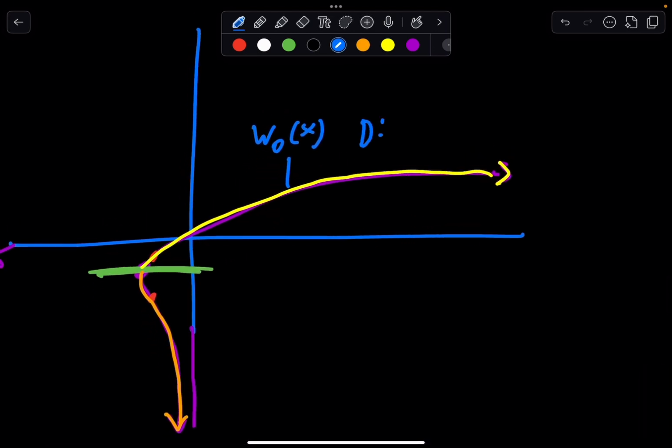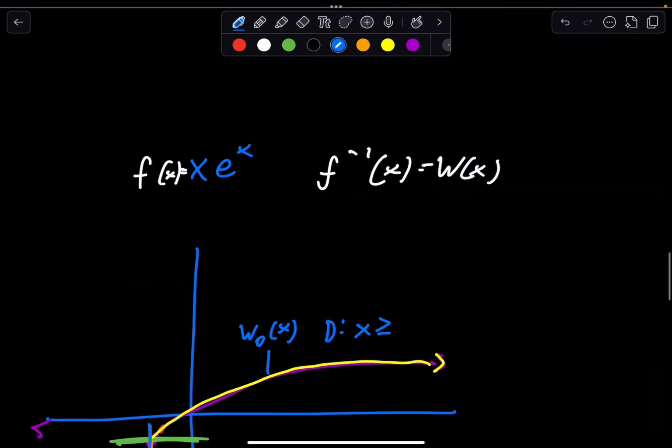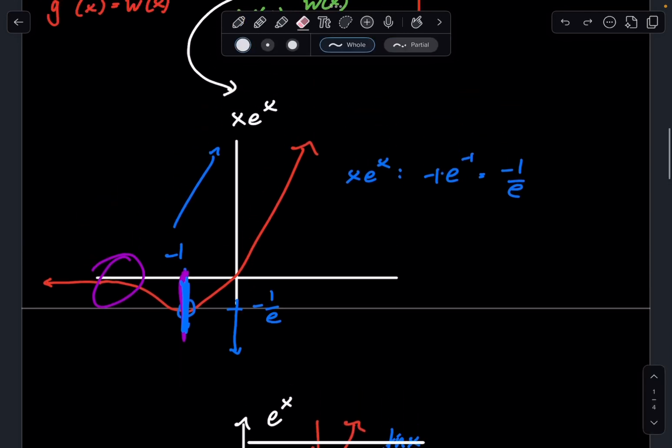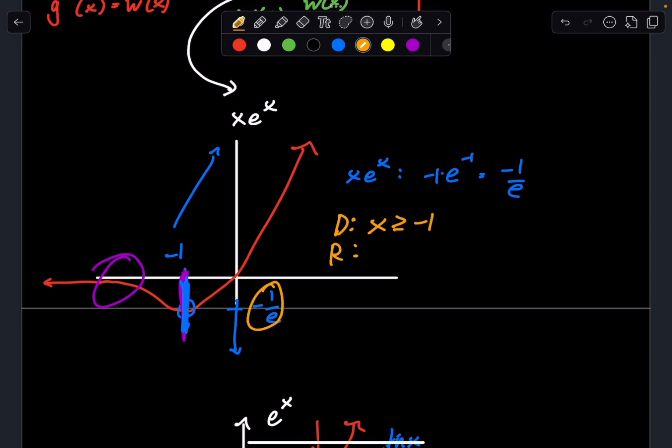The domain is going to be x is greater than or equal to, what is this point? Well, I'm sure many of you know this, but we said the domain of x times e to the x, for this onwards, we're not going to consider the left side because we split it into two functions. The domain, starting from that line which we drew, is going to be x is greater than or equal to -1. And what's our range from that point? It dips to -1 over e. So y is going to be greater than or equal to -1 over e, just like that.